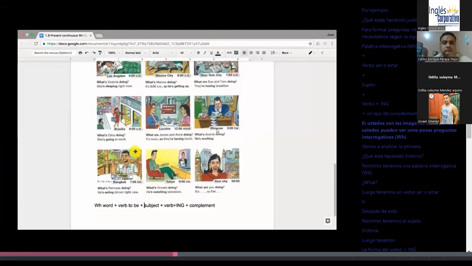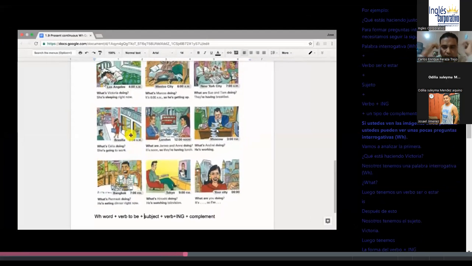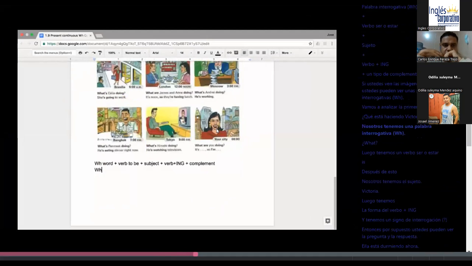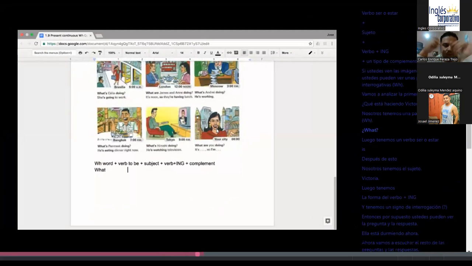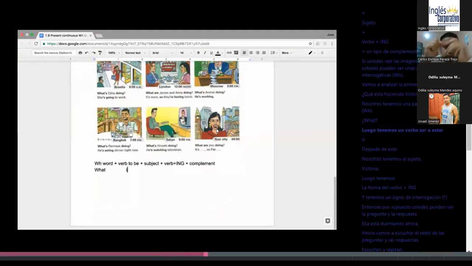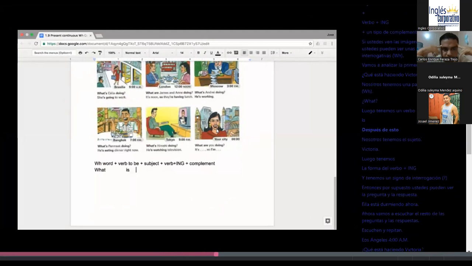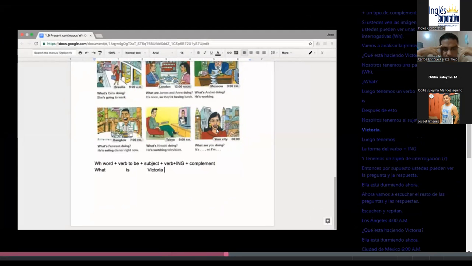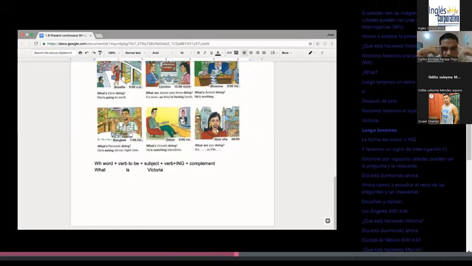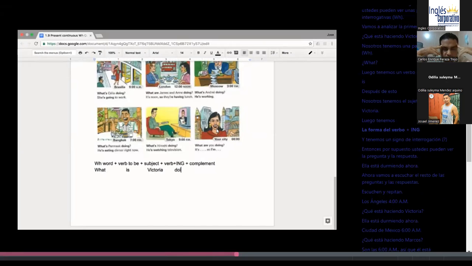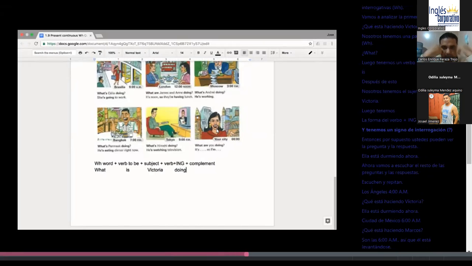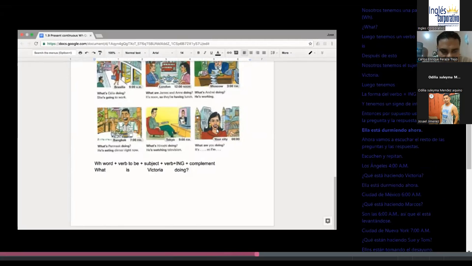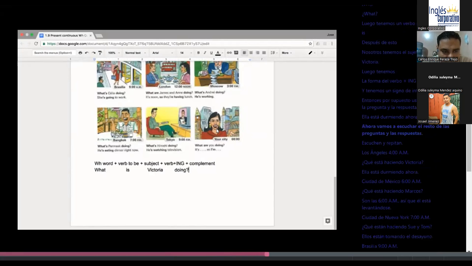If we look at the images on the screen, you can see a few WH questions. Let's analyze the first one. What's Victoria doing? We have a WH word, what. Then we have the verb to be, is. After that, we have the subject, Victoria. After that, we have the verb in its ing form. And then we have a question mark. Then, of course, you can see the question being answered. She's sleeping now.